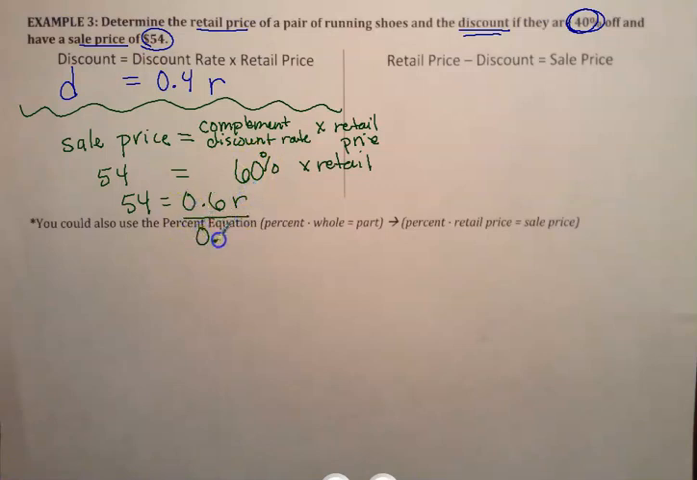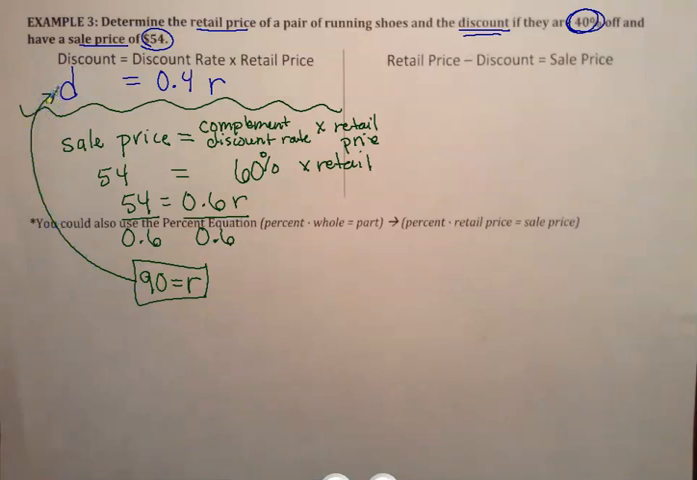So if we divide by 0.6, what is 54 divided by 0.6? I hope everyone has their calculators today. All right, hopefully you got 90 equals R, the retail price. Now you could even check that, right? You could put this back into here and see, well, the R would go over here. What is 0.4 times 90? Okay, so check that. Okay, that gets you 36.